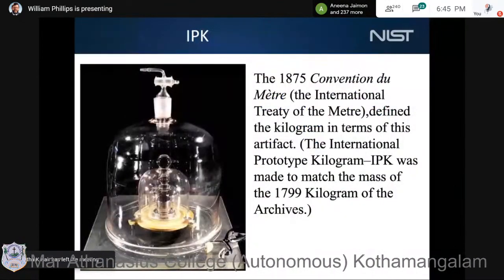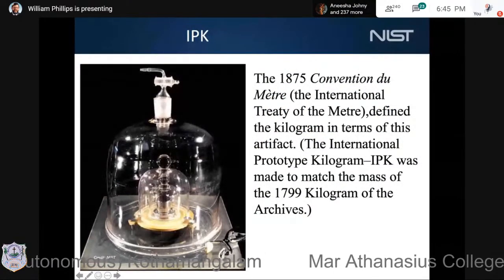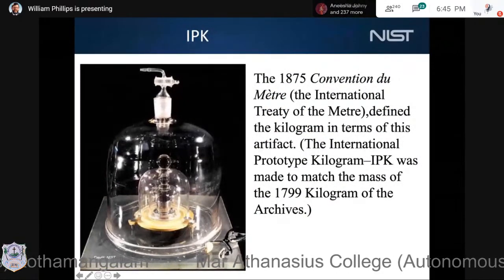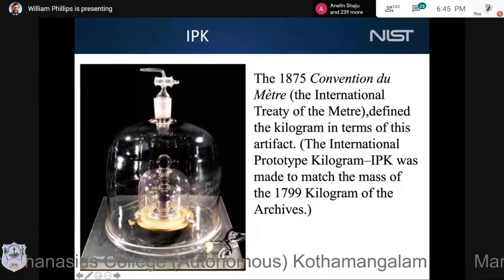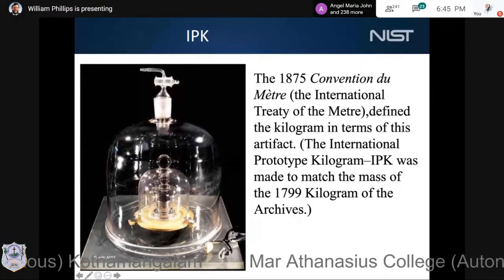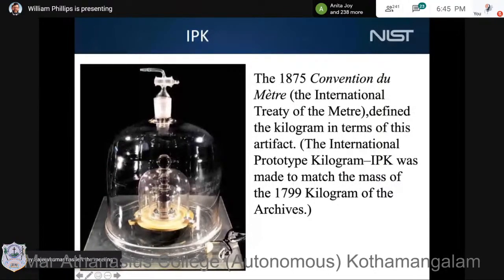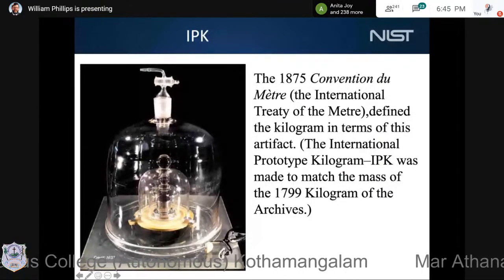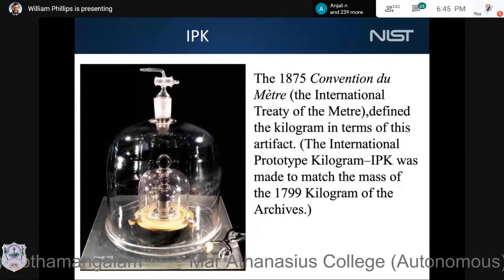Let me show you a picture of it. This is the international prototype of the kilogram. It's protected under three different domes of glass, and it was made to match the original artifact kilogram, the kilogram of the archives, which was made in 1799.